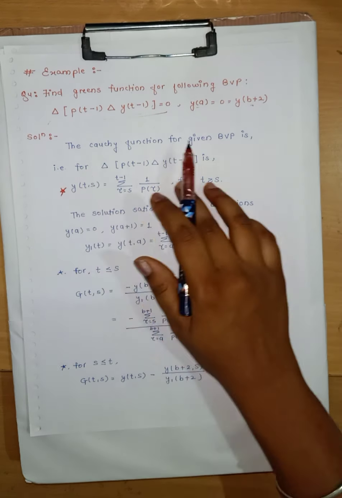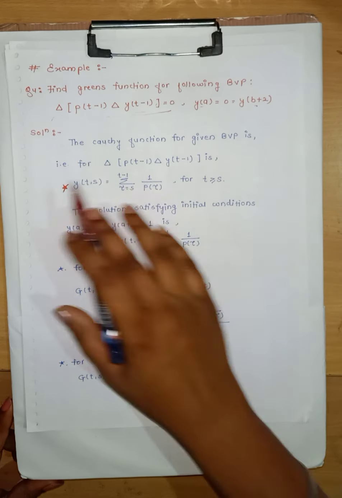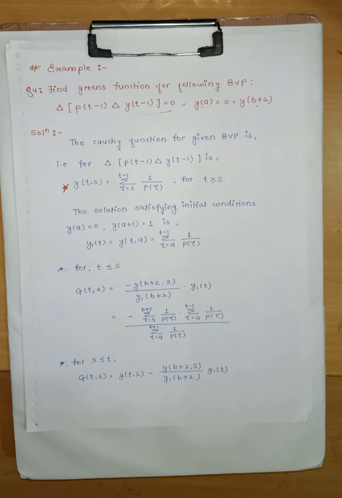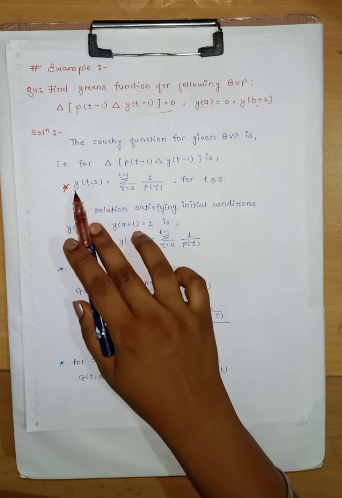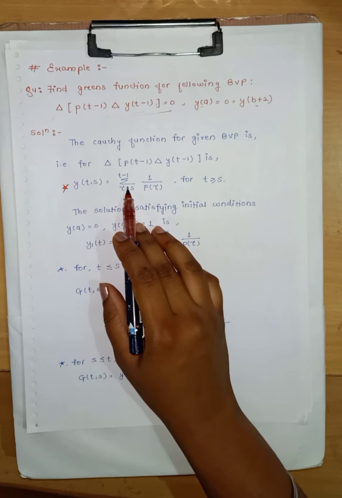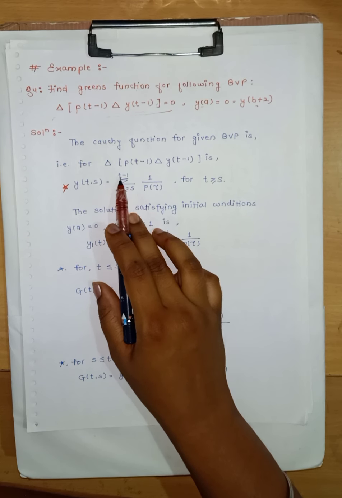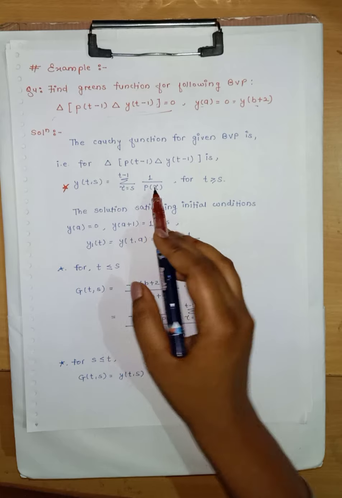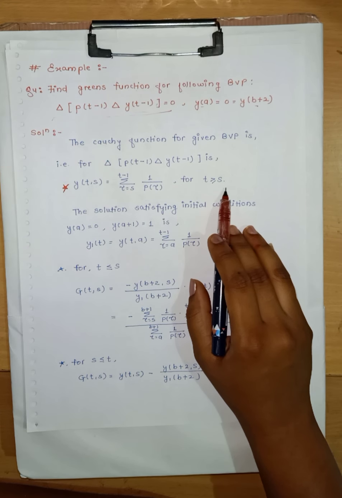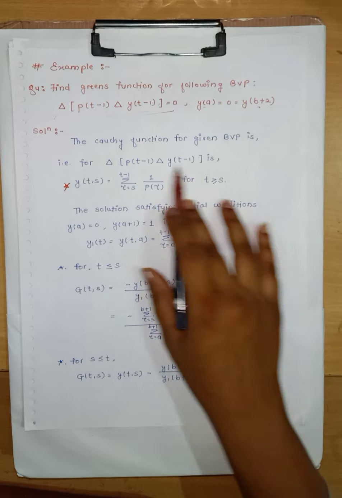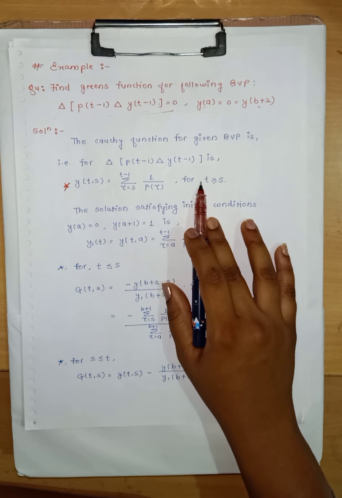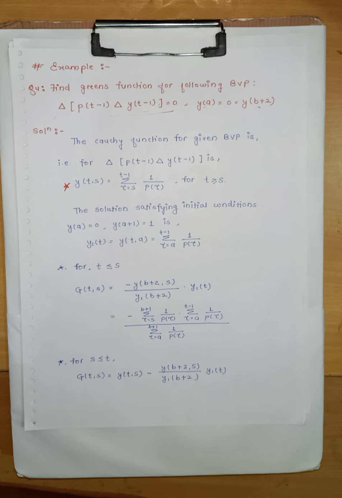The Cauchy function for the given BVP, that is, for this BVP, our Cauchy function will be y(t,s) equals the summation over τ from s to t−1 of 1/p(τ), for t greater than or equal to s. And this term you will get in the previous video, where we have studied the Cauchy function, the theorems and the examples on the topic Cauchy function. So you can go through the videos, you will get it.